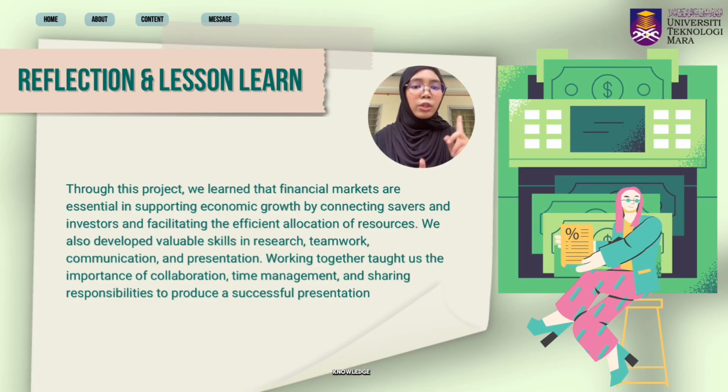Besides expanding our knowledge, this project helped us improve important skills such as research, communication, teamwork, and presentation. Working together taught us the value of collaboration, effective time management, problem solving, and sharing responsibilities to achieve our common goal. Overall, this experience strengthened both our understanding of financial markets and our ability to work effectively as a team. Thank you.